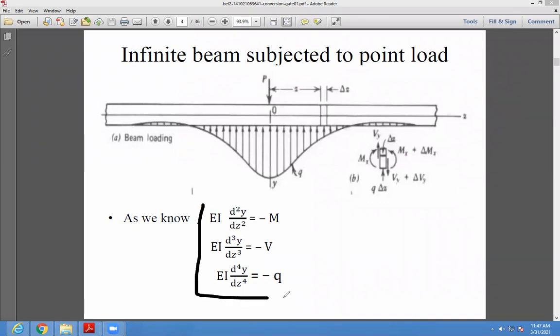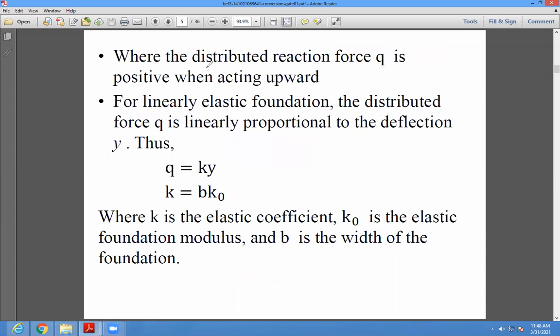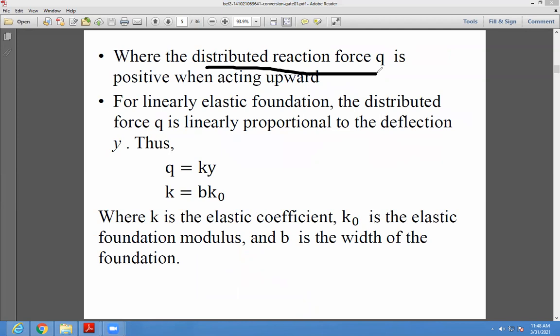We consider the equations from bending theory: EI d2y by dz square is equal to minus M, EI d cube y by dz cube is equal to minus V, that is the shear force, and EI d4y by dz raised to 4 is equal to minus Q. These are the general equations for bending moment, shear, and the reaction or load. Here Q is the distributed reaction force from the foundation on the beam; Q is positive when it acts in the upward direction.